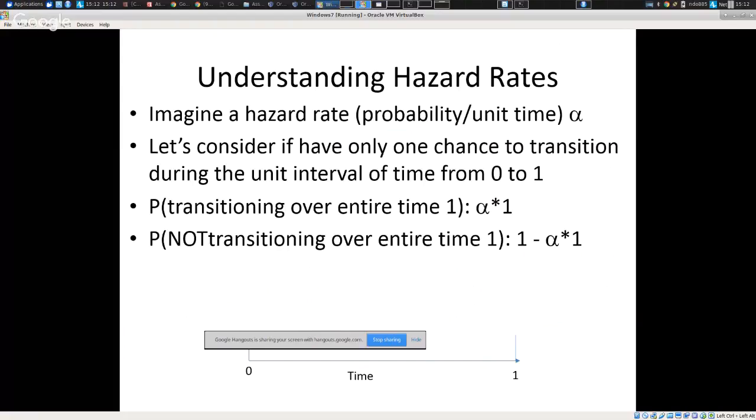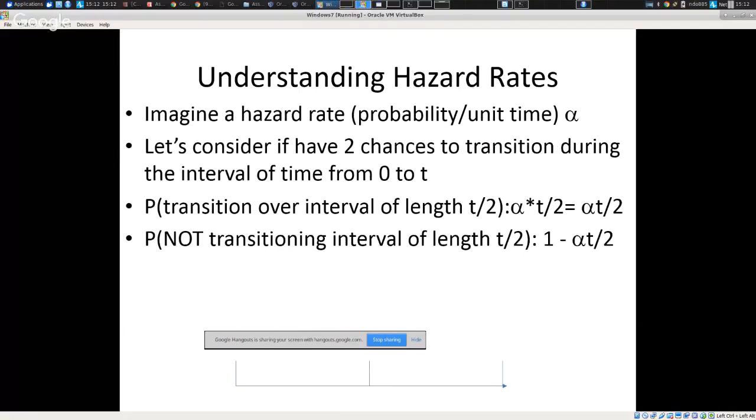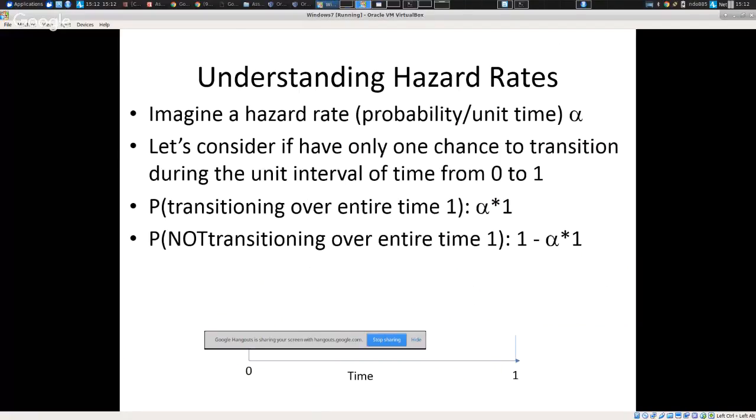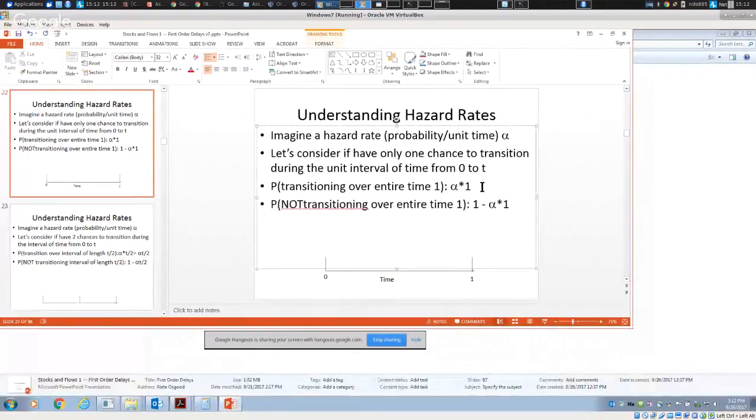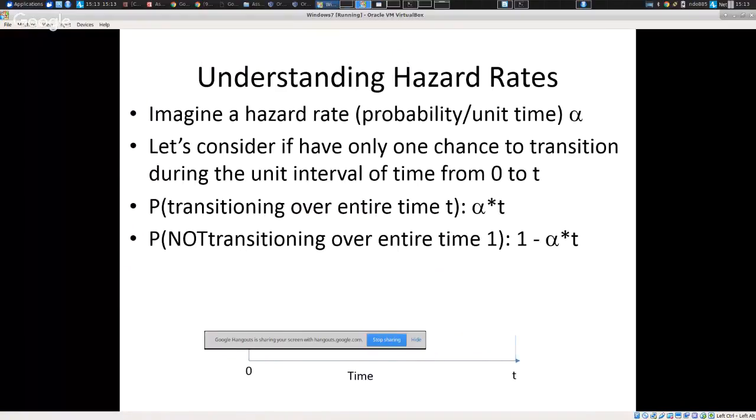Okay, now let's imagine that we have some time here, and I thought I had edited this, but I will do so now. It's time, ladies and gentlemen, of time t. Okay, it's not just one; it's t. I decided to generalize this so that you could understand another feature which will be coming up. Okay, so imagine you have a hazard rate, a probability per unit time of alpha. Now let's consider that we have an entire interval from 0 to t.